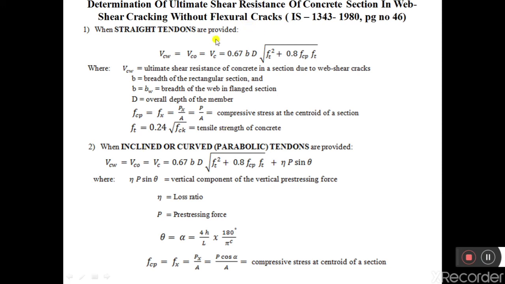So these are the two formulas which you should remember for the calculation of ultimate shear resistance of a concrete under web shear cracking. This is for straight tendons and this is for inclined or curved tendons. These two formulas are given in page number 46 of IS 1343-1980. In some of the textbooks they have considered a different formula. So let us see what is the different formula that they have given.